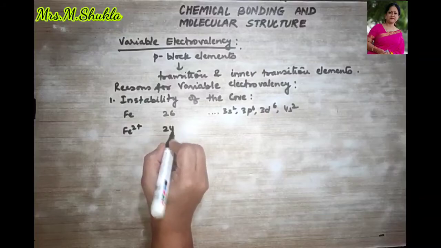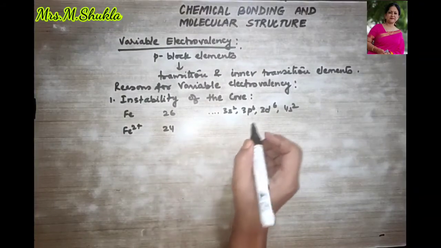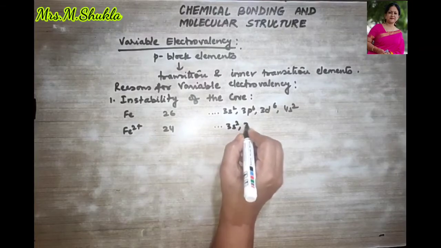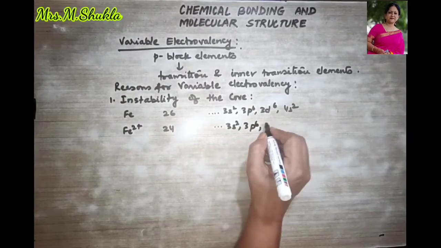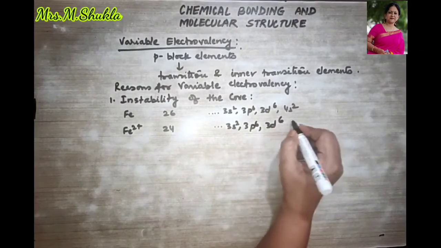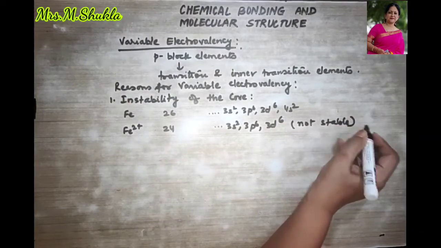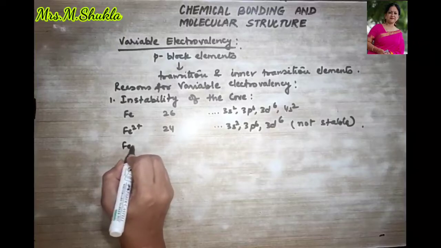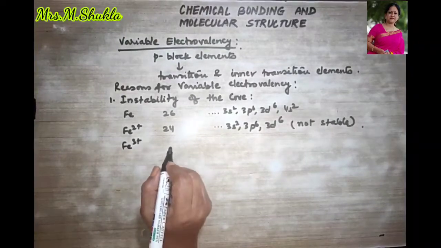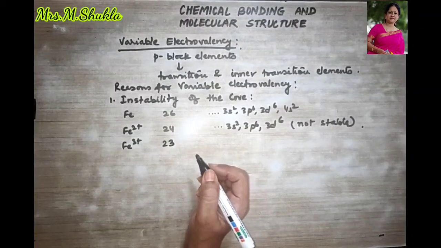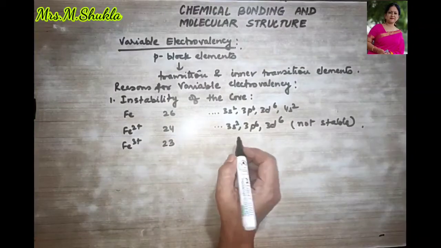Okay. Now let's look at Fe2+. This will be 24. So how will we configure this? 3s2, 3p6, 3d6. This is not stable, isn't it? Let's take Fe3+. Here the atomic number will be 23. So this becomes how what?